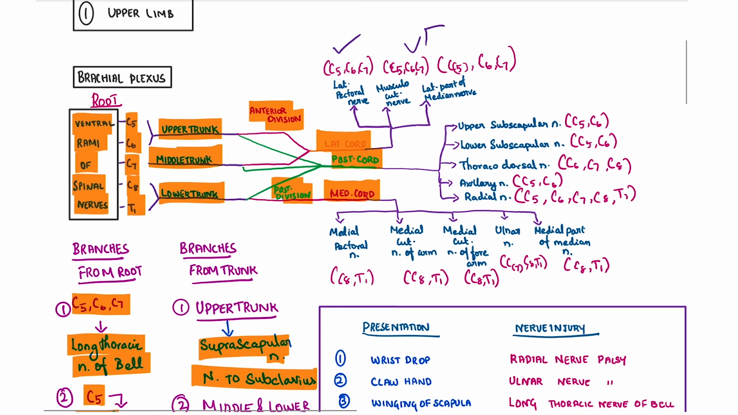The lateral cord in turn gives rise to three branches, namely the lateral pectoral nerve, the musculocutaneous nerve, which supplies your BBC muscles, and the lateral part of the median nerve.